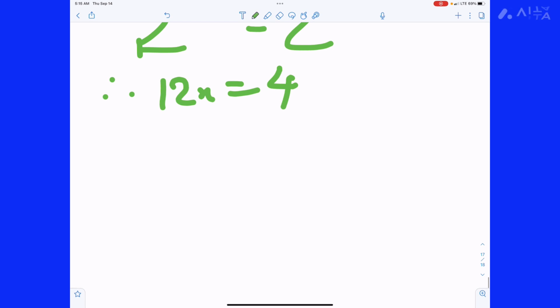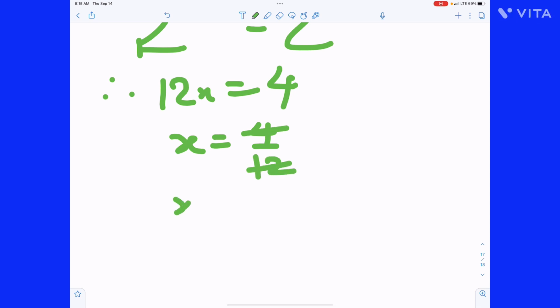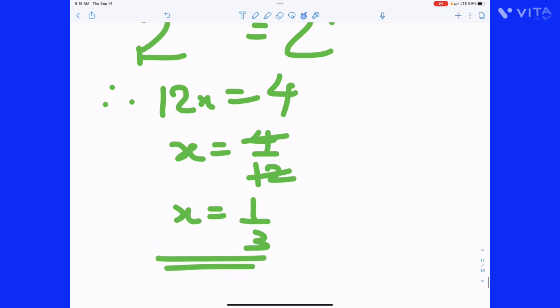And what? 12x is equal to 4. And x is equal to what? 4 over 12. I'll divide both sides by 12. 4 here 1, 4 here 3. X is equal to 1 over 3. Do you understand what I'm saying?